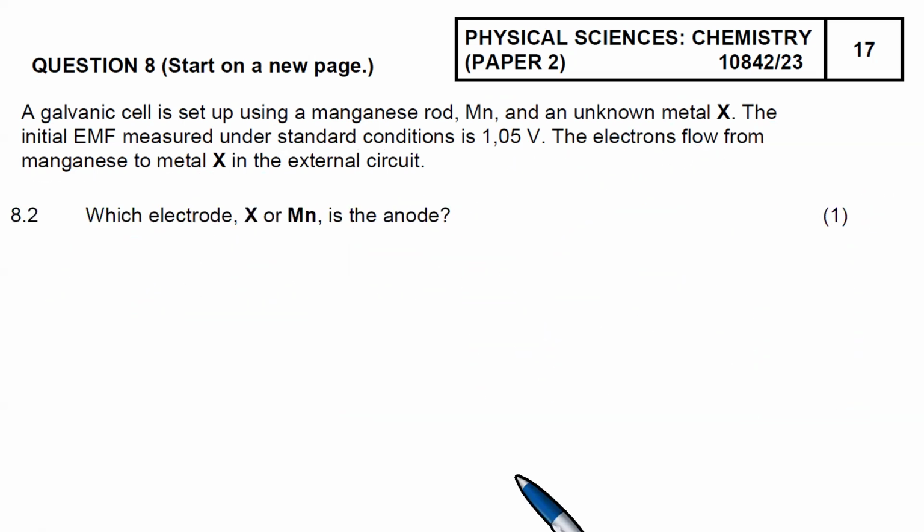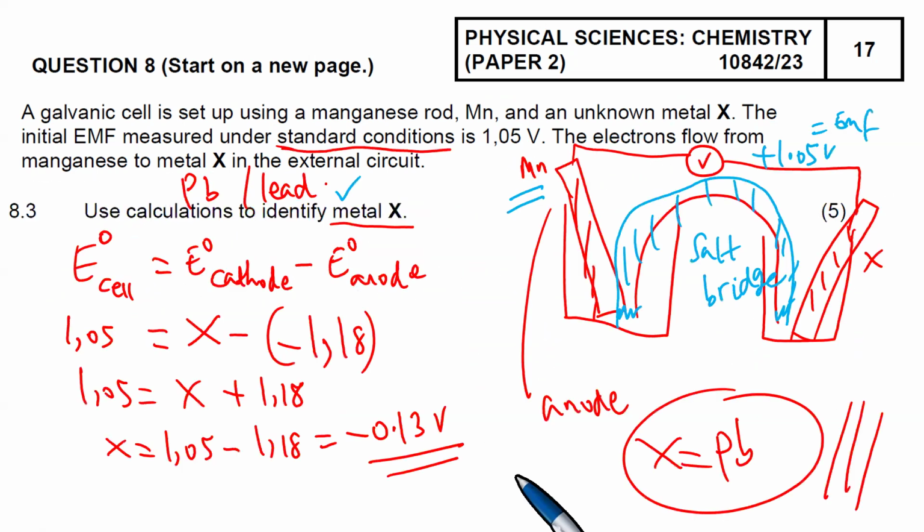So now what is the metal X? We're going to say that, Mr. Examiner, X equals PB. That is the answer. We look at the next question.